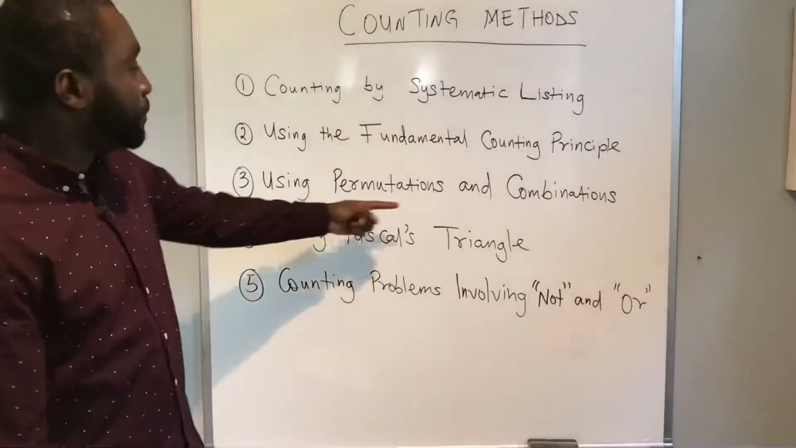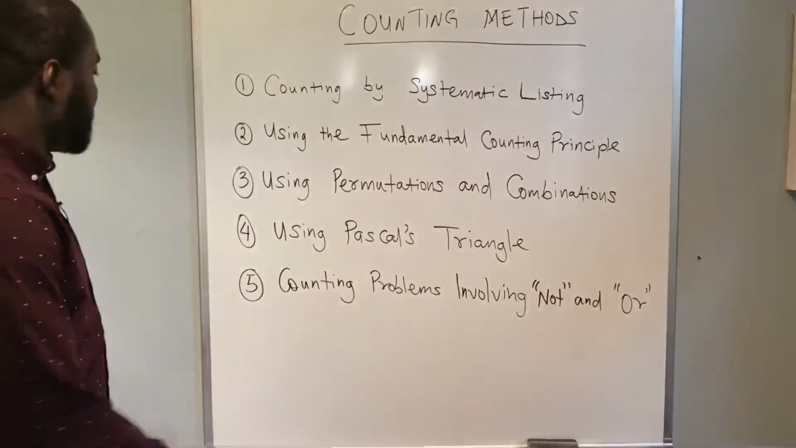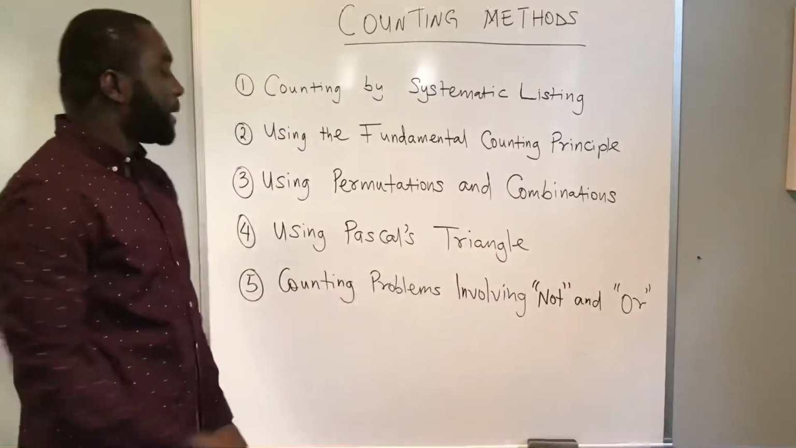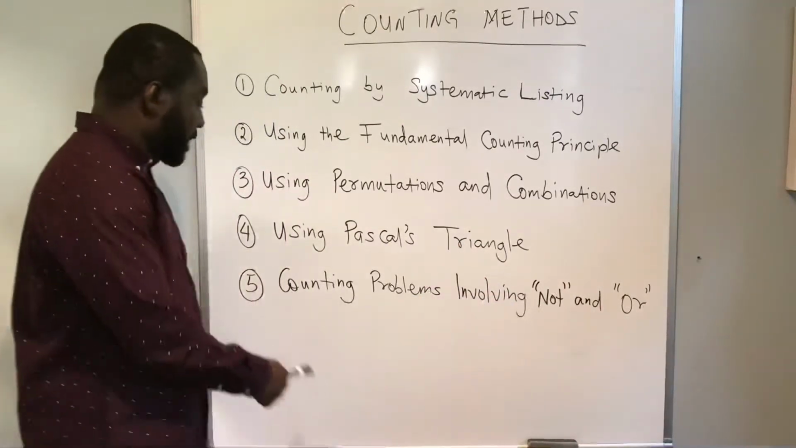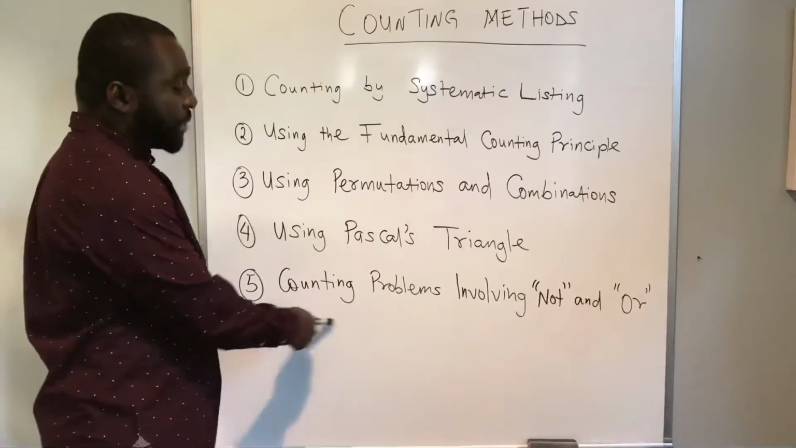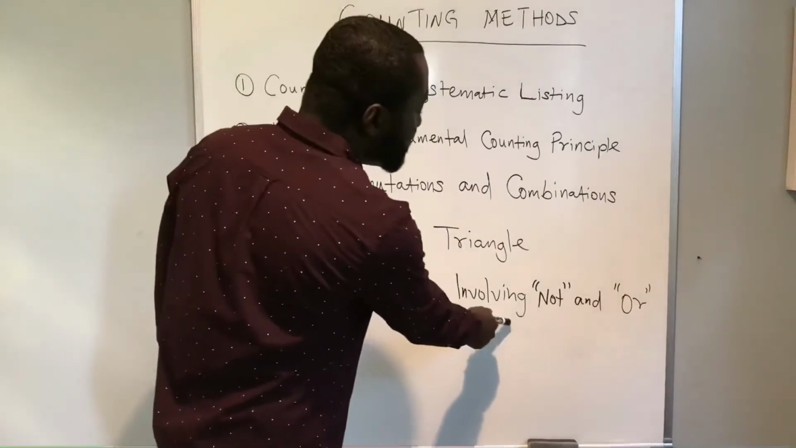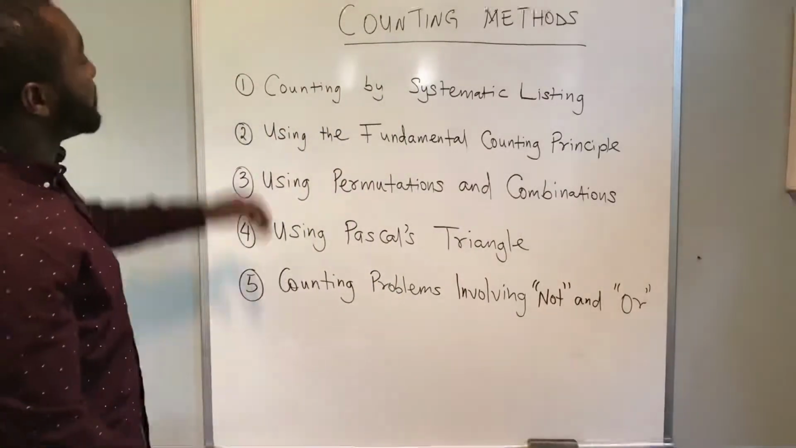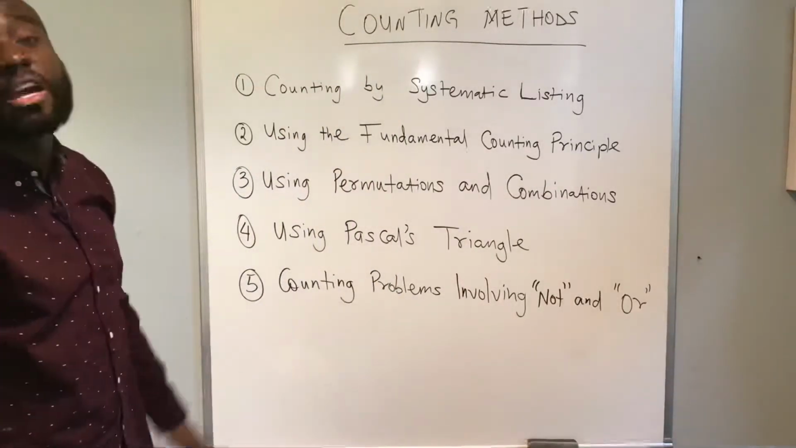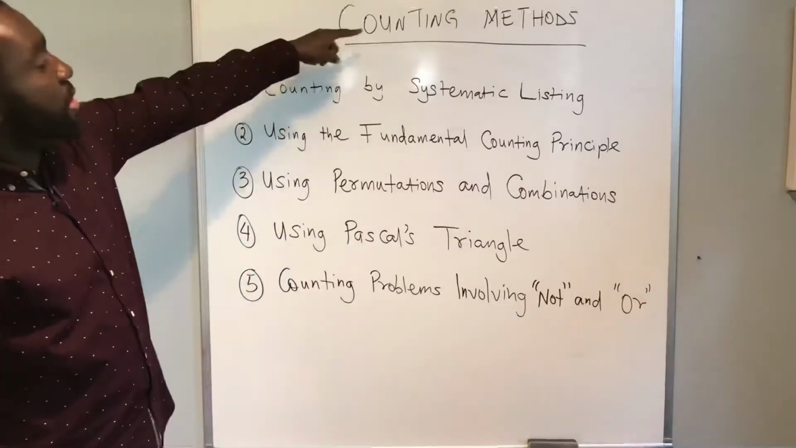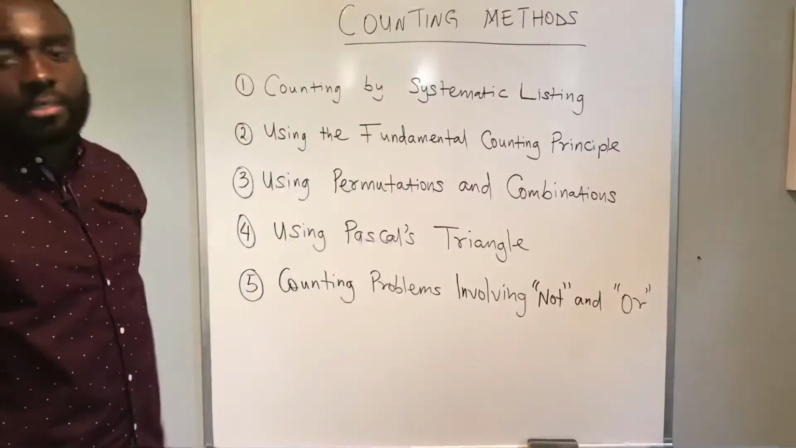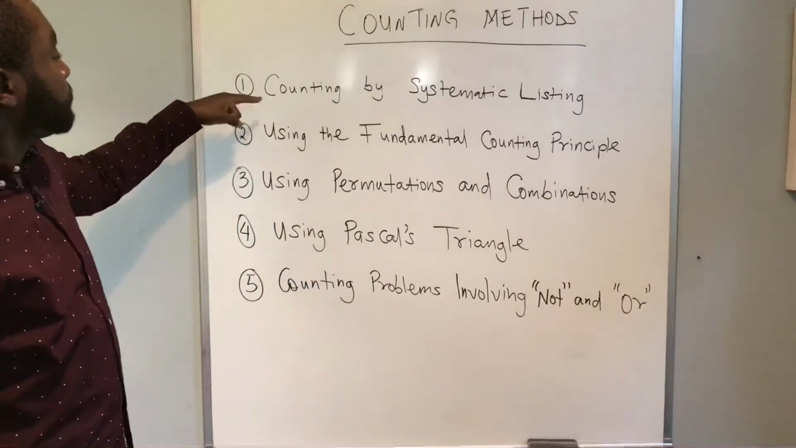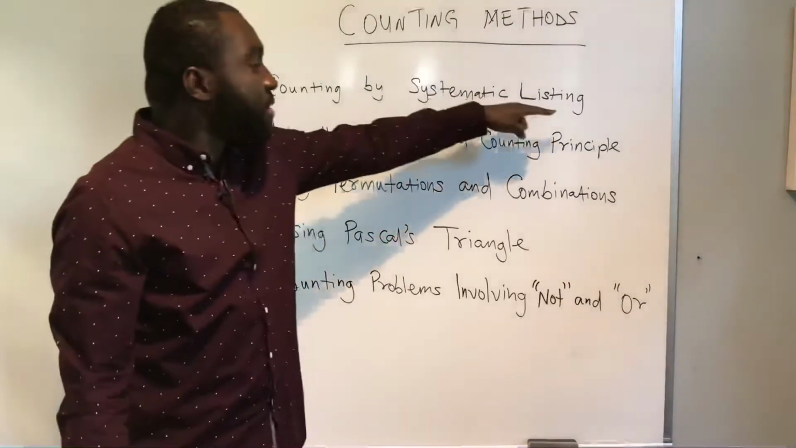So third is permutation and combination. Fourth is using the Pascal's triangle, okay? Pascal's triangle. And the last one is counting problems involving not and or. So these are the main topics that we are going to cover under counting methods. Okay, so I'm going to start by covering counting by systematic listing.